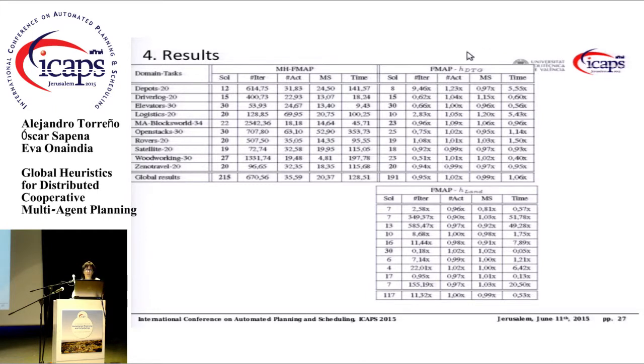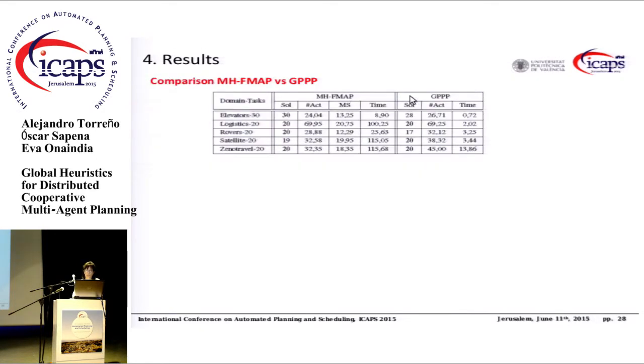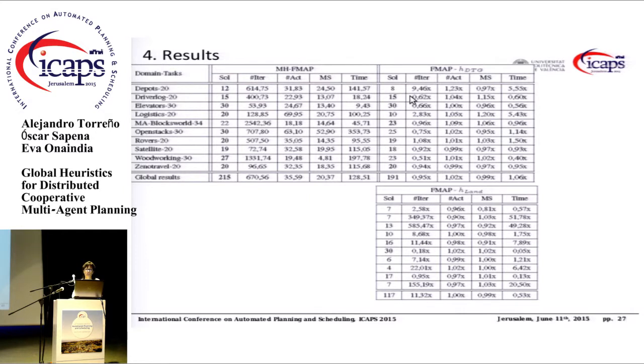For example, in driver log, we have 15 problems solved in DTG and 7 problems for the landmark heuristic, and then in the multi-heuristic we get 15 problems. We have, for instance, the elevators: DTG solves 30, landmark solves 13, and the multi-heuristic solves 30. We can also observe the same with the open stacks, which is a domain which typically contains many landmarks: the landmark heuristic solves 30, DTG solves 25, and the multi-heuristic solves 30.